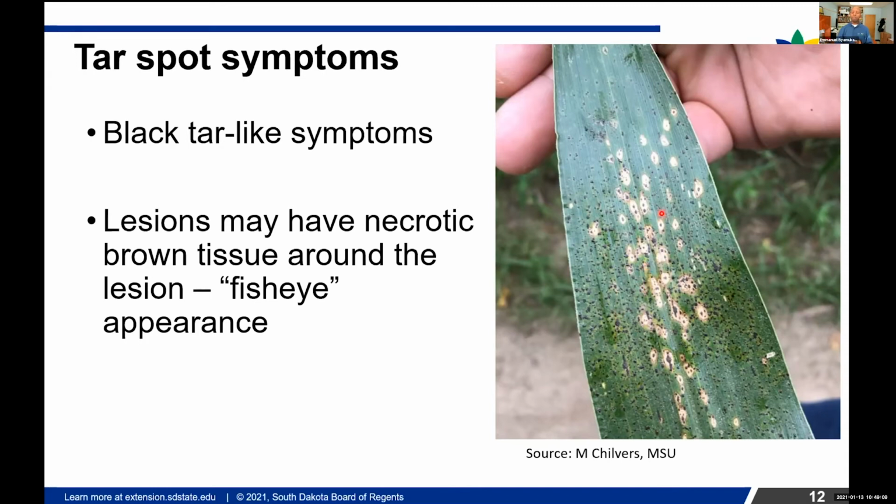Also, some of these lesions can have what is called a fish eye. This is where you have this kind of tan, light whitish lesion, and in the center you have this black tar. That is also a typical symptom of tar spot in corn. So again, if you're wondering if you have tar spot, try to scrape off the tar on the lesion. For tar spot, it's not going to come out easily.